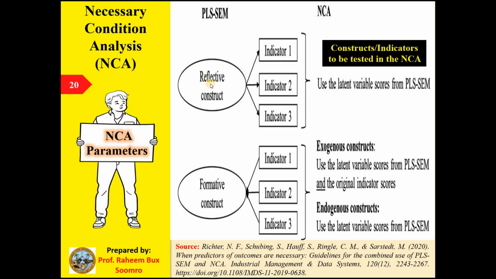So now if your construct is reflective, then you have to take the latent variable score only. And if it is formative exogenous, then it is an independent variable, so along with taking the latent variable score, you also have to take the original indicator score. And if it's a formative endogenous, like the dependent variable, then only use the latent variable score.